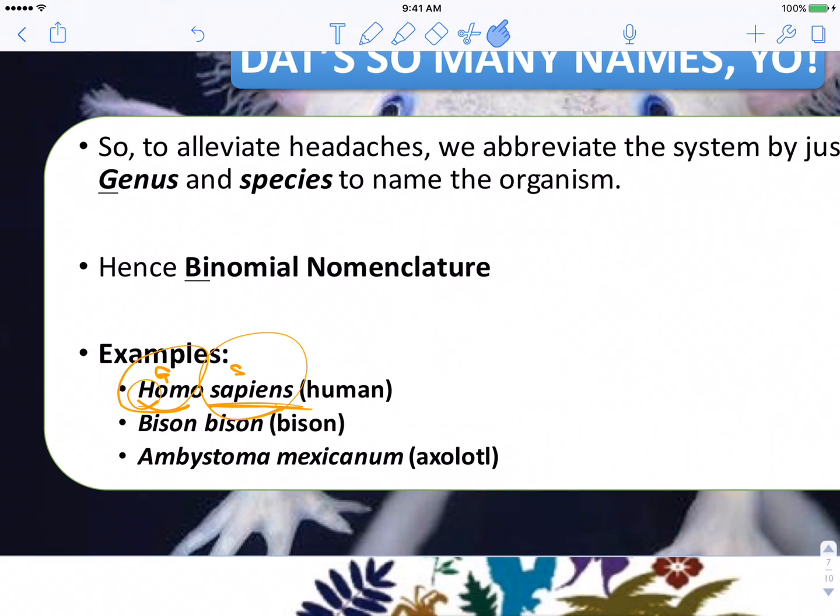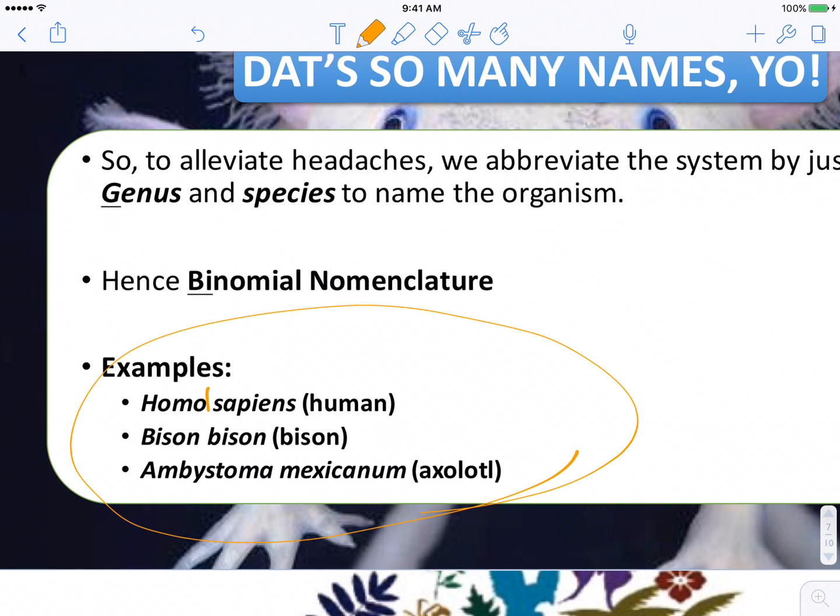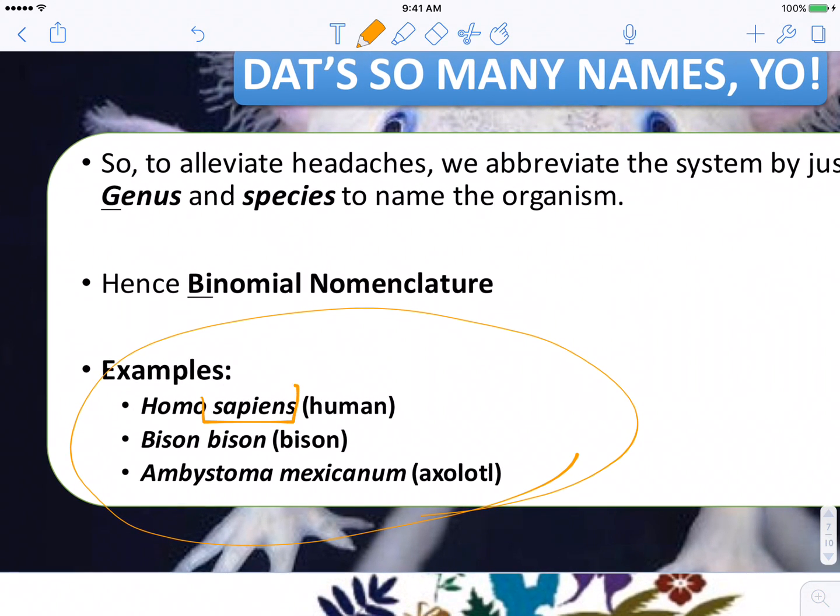So here's some more examples of the genus and species of some organisms. Now notice what all these have in common. The genus I can pick out because it's the word that has the first letter capitalized. Hence, that is a genus, that is a genus, and that is a genus. Now, the whole name is written in italics. So which one would be the species if I've already identified the genus? Well, the species is never capitalized, and it's always second. So this is a species, this is a species, and this is a species.